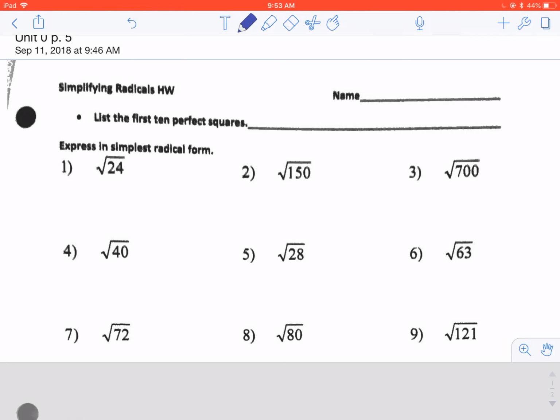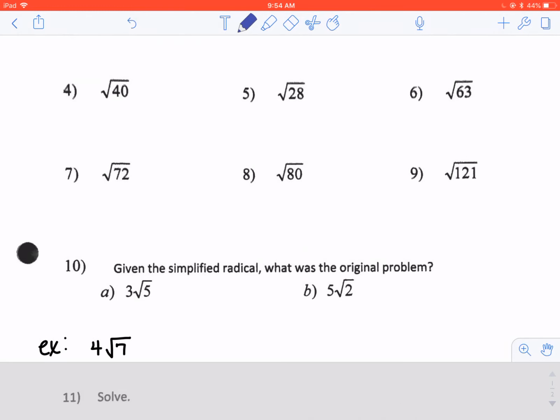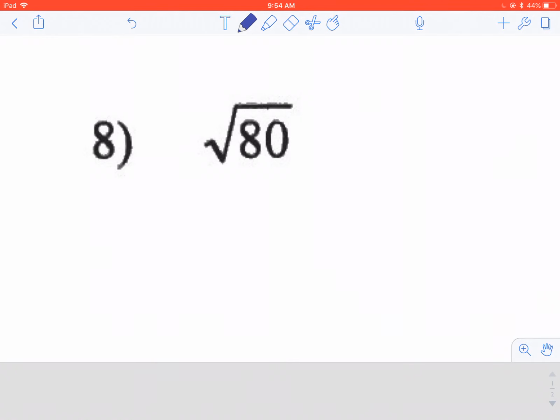All right, so I want to quickly review the process of simplifying a non-perfect square. The example I'm going to do with you is number 8 on page 5. As we spoke about in class, you want to divide by the largest perfect square that can divide into this number. That number 80 can be divided by two perfect squares, 4 and 16. We want to make sure we divide by the larger one.